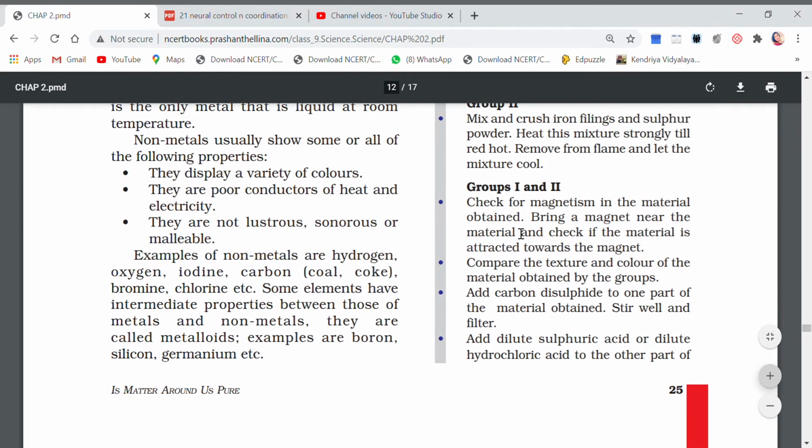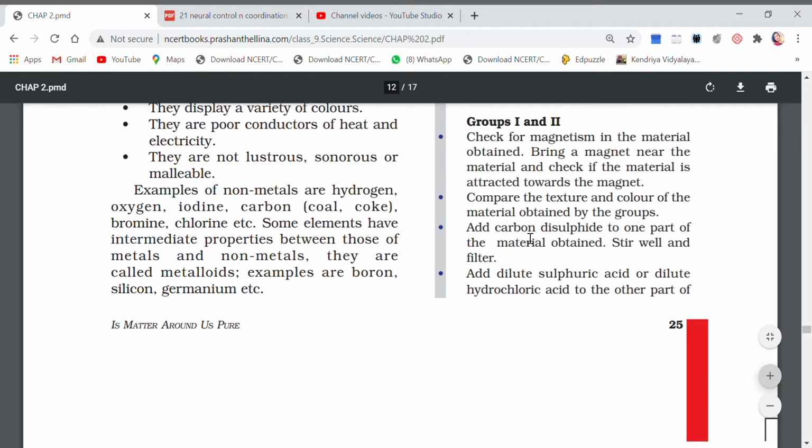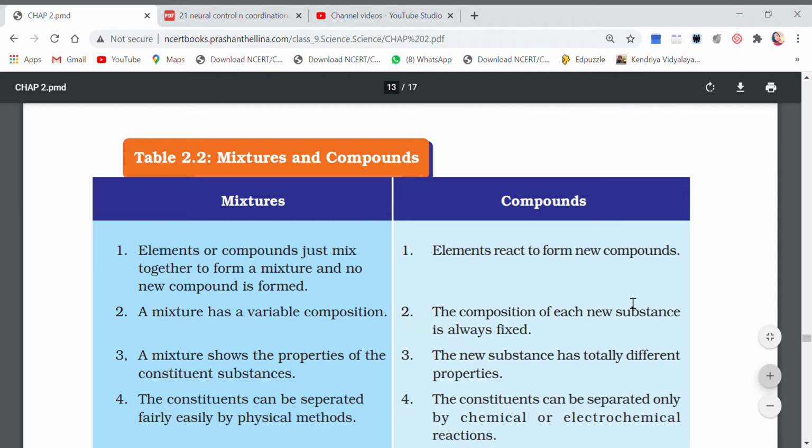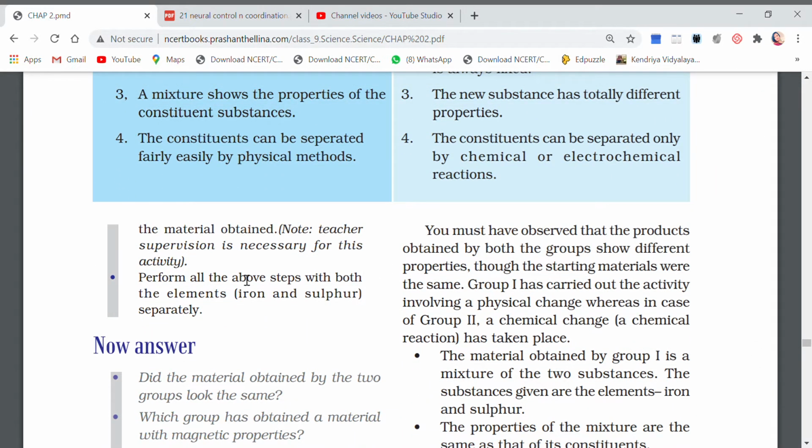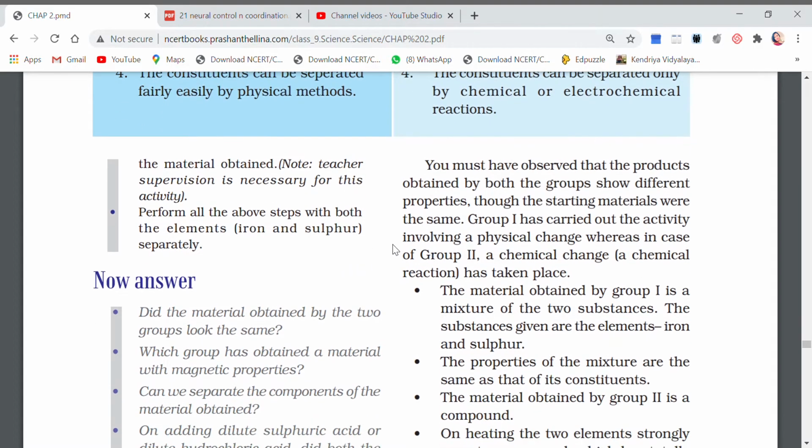Okay, now they ask you to add carbon disulfide to one part of the material obtained, stir well and filter. Add dilute sulfuric acid or dilute hydrochloric acid to the other part of the mixture. You see here the material obtained. Okay, so perform all the steps with both the elements. Now what have we seen, children? These are our observations. You must have observed that products obtained by both the groups show different properties.